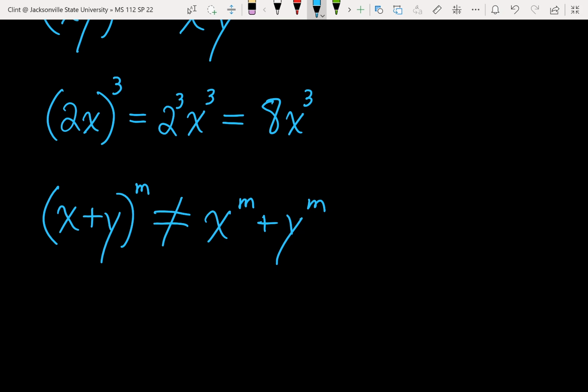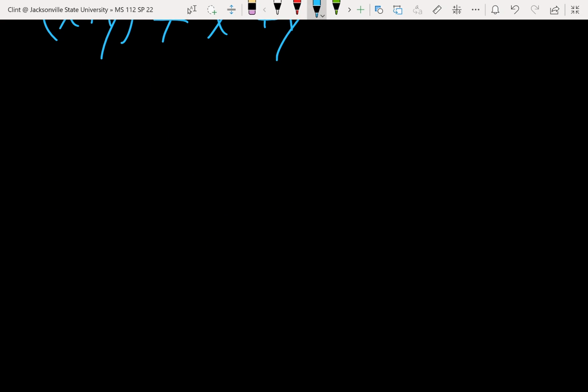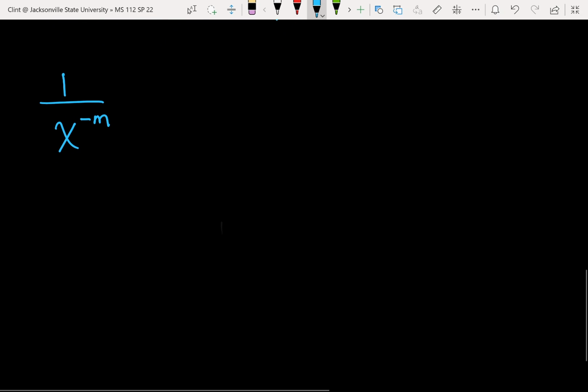Okay. Let's think about something else with exponents here. What if you have a situation like this? We've got a 1 on the top of our fraction. On the bottom, I've got x to the negative m power. Lots of times we don't want to leave negative exponents. We don't consider that simplest form. So you may remember what we can do to get rid of the negative exponent.